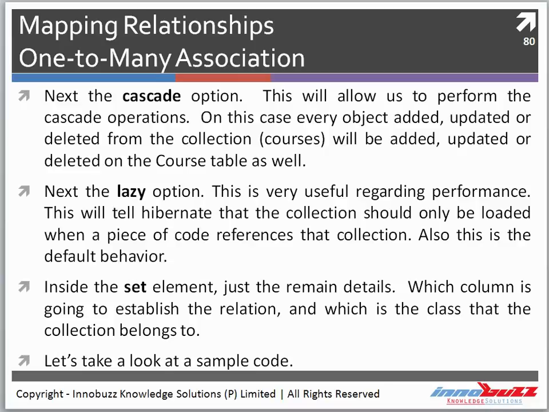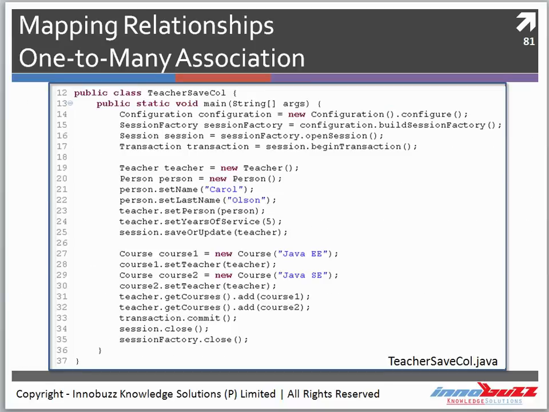Take a look at this example. The purpose is as previously defined. Save a new teacher with its courses. At the beginning, once again, is the same, and a transaction must be opened. Then, the teacher is instantiated and all the attributes been set.